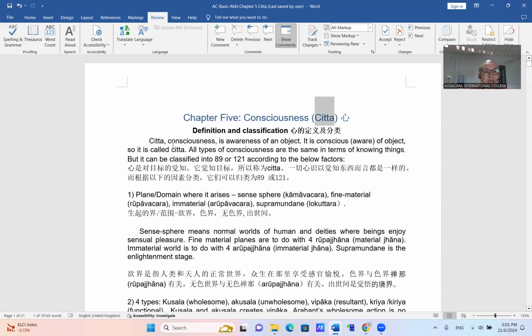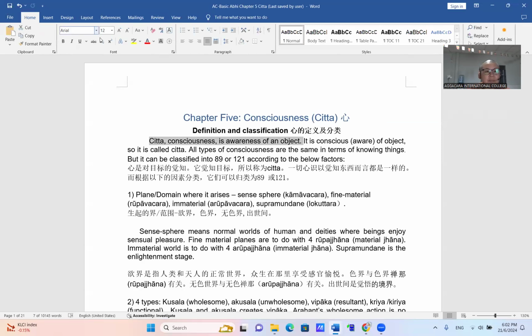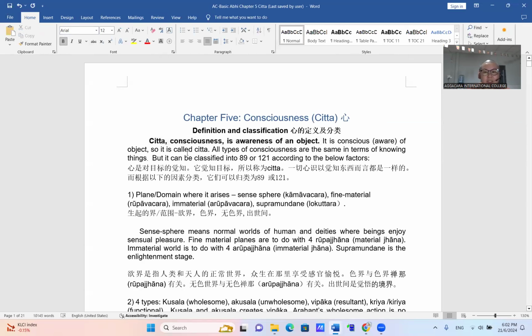Okay. Citta, consciousness, is awareness of the object. So this is a very important definition. What is the meaning of citta? It's the awareness of object, all right? So it's conscious, aware of the object. So it's called citta. So all types of consciousness are the same in terms of knowing things.